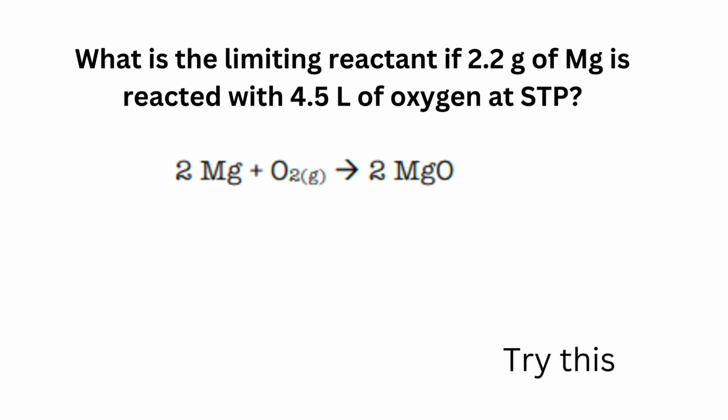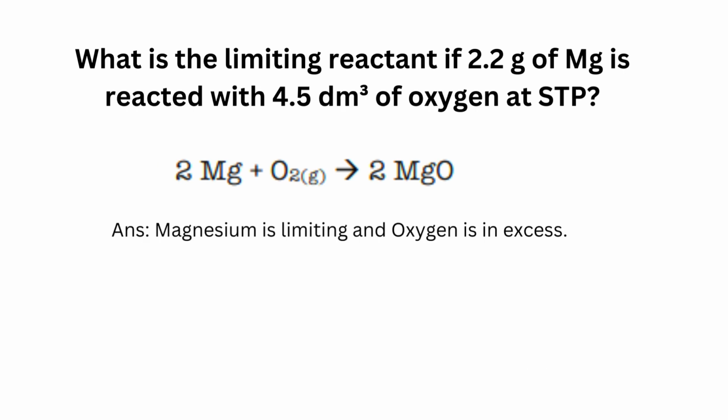What is the limiting reactant if 2.2 gram of magnesium is reacted with 4.5 liter of oxygen at STP? The reaction is 2 Mg plus O2 gives 2 MgO. Please try this. The answer is magnesium is limiting and oxygen is in excess.